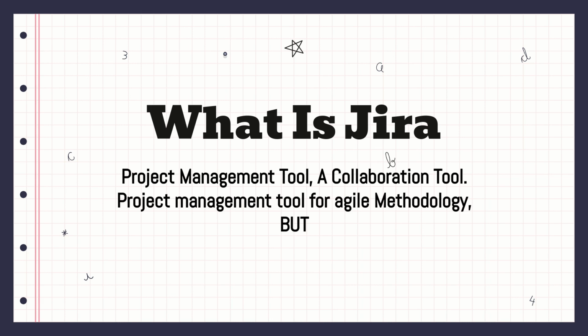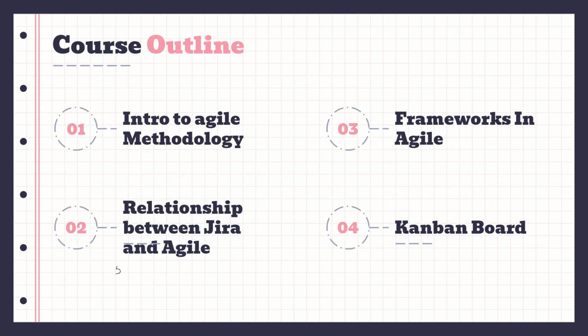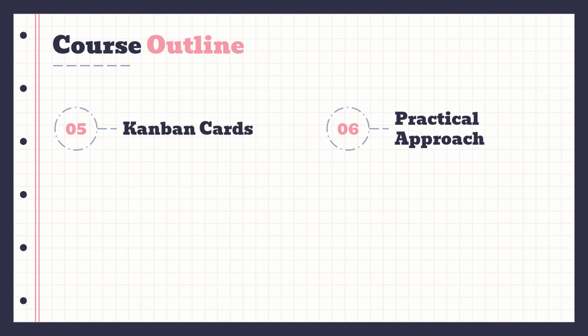Okay, so let's look at the course outline and see everything that you're going to be covering in this course. We're going to be looking at an introduction to the Agile methods. You're going to look at the relation between Jira and Agile as an Agile project management tool. You're going to look at the different frameworks used in Agile, and you're also going to focus on Kanban. You're going to look at what the Kanban board is, what the Kanban card is, and you're going to have a simple project. You're going to practice everything that you're going to be learning in this video. So let's get into it.